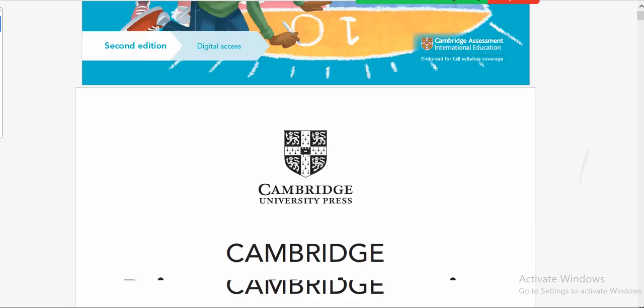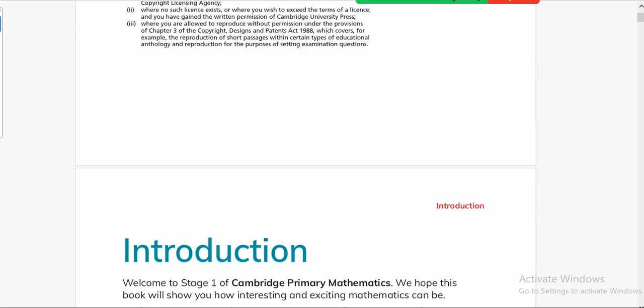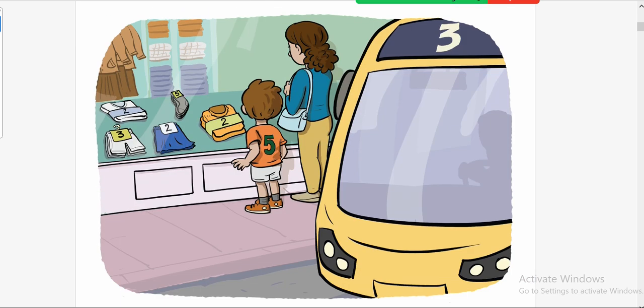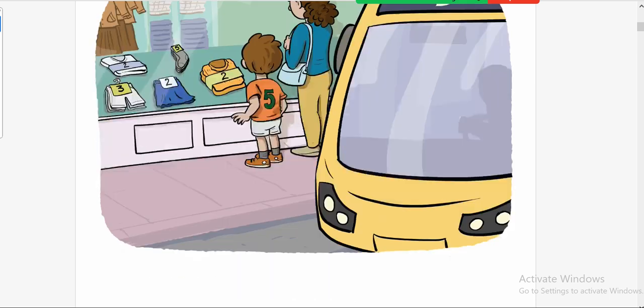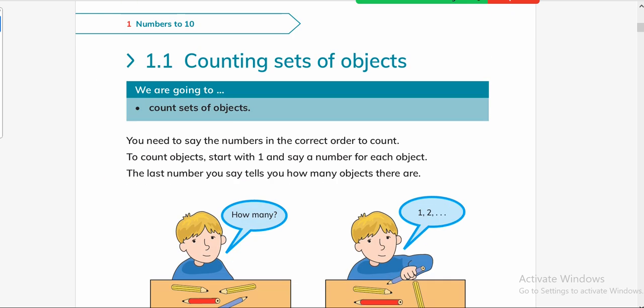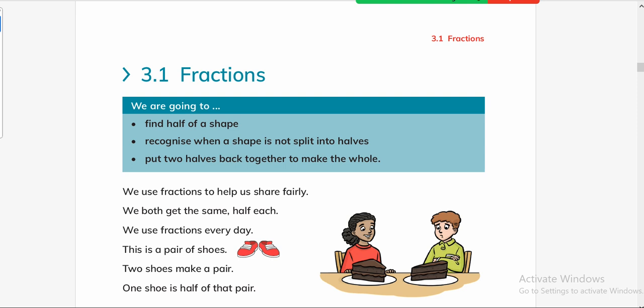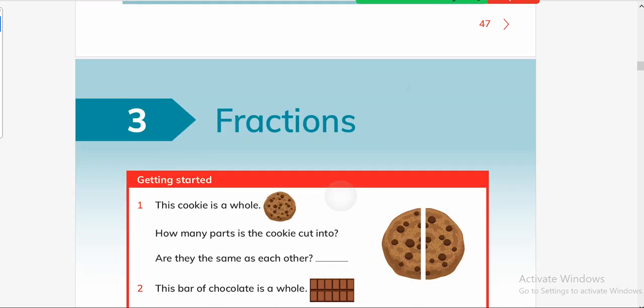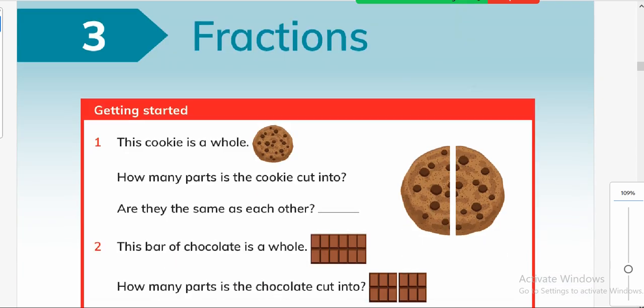Okay, so this is Learners Book for Grade 1. In my previous two videos, I have discussed unit number 1 and unit number 2 with you. Now I'm going to start with unit number 3. So let me directly jump on unit number 3, that is about fractions. This is unit number 3 and it is starting with fractions.